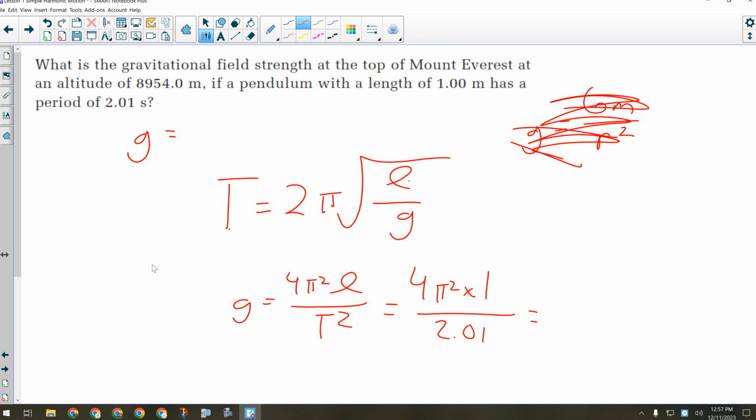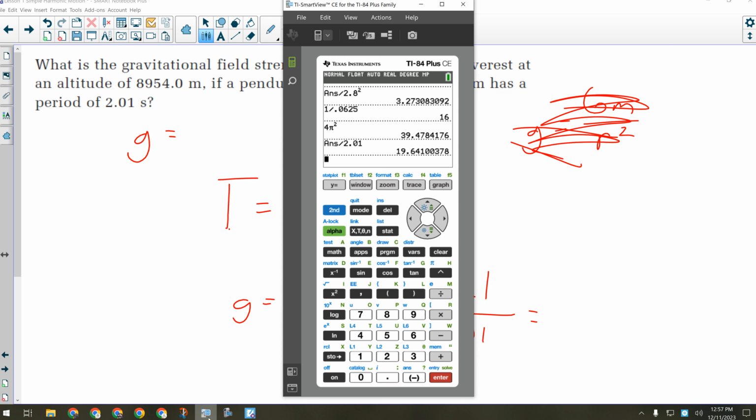Oh, what did I mess up there? Oh, I forgot to square it. Yeah, because it came out to be twice what it should have been. I forgot to square it. So this number divided by 2.01 squared, which happens to be just about double. There we go, 9.77. Is that a reasonable answer?